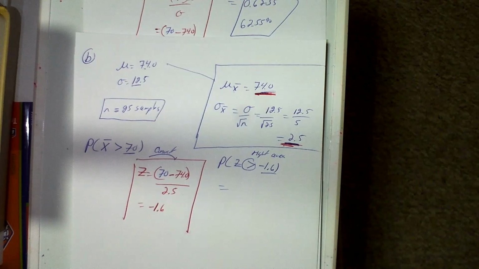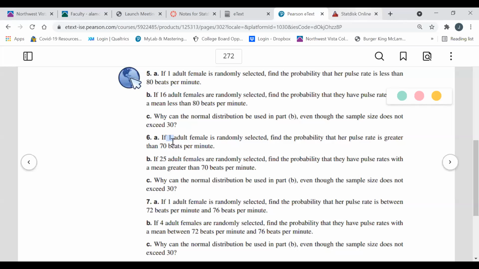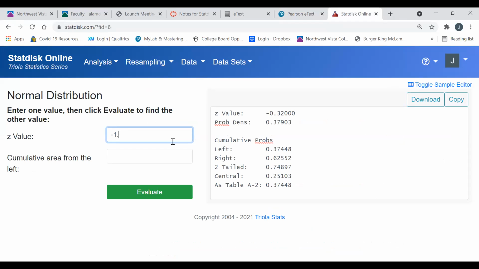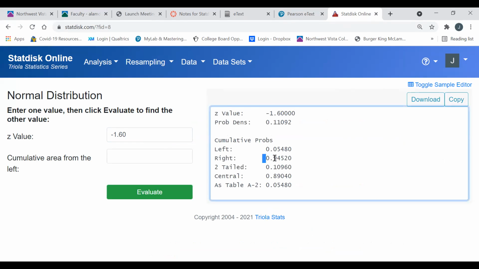All right, let's go plug in negative 1.6. I forgot the 0. Whoops. It doesn't matter if you put the 0. Anyways, I'm going to put it on there. Right is 94.52%. 94.52% is my result.